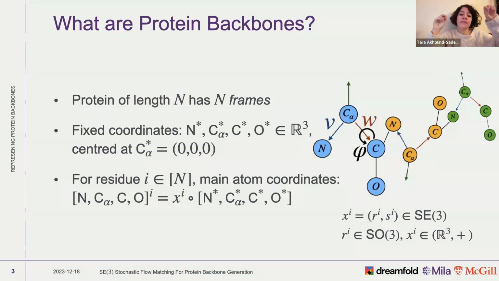How you can do this is to fix a global coordinate system, N star, C alpha star, etc., which are centered with C alpha being the origin. For each of those n residues, the main atom coordinates, so the coordinates of N, C alpha, C, and O, can be seen as transformations away from this fixed coordinate system. So x_i, in the bottom equation there, is an element of the SE3 group, which represents the group of rigid transformations, or rotations and translations. We can do this for each residue. So a protein of length n with n residues can be seen as being parameterized by n frames, basically.